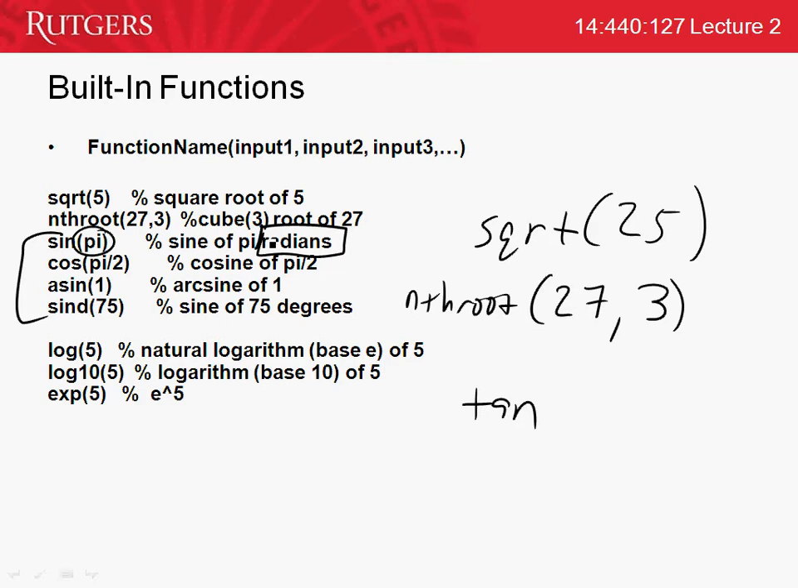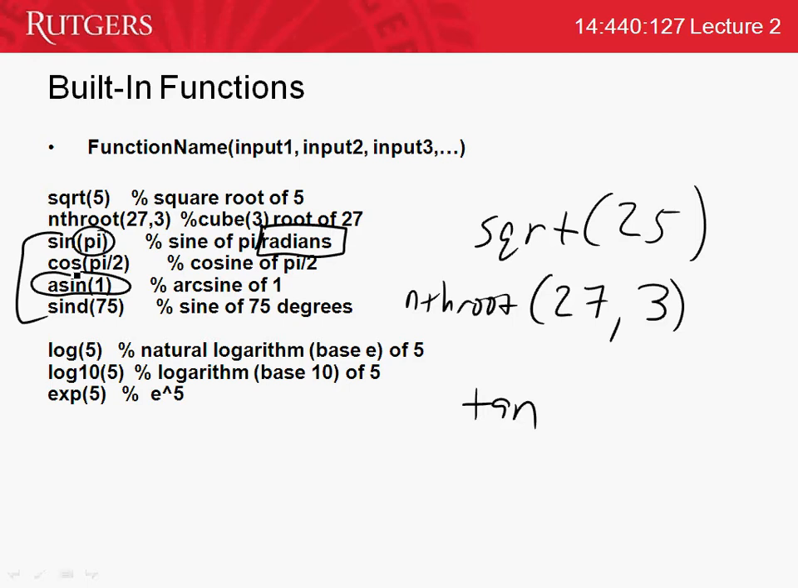Right? And so next thing you might want to know is how do you do the inverse sine, the arc sine? Well, conveniently there's a function, asin, for arc sine. And the other trig functions are exactly as you would expect, acos, atan, and so on.